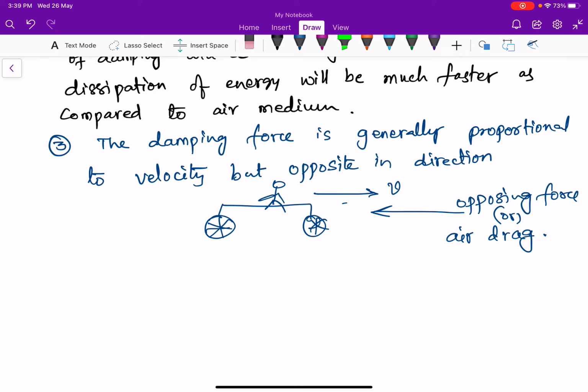Therefore, I am writing that the damping force is proportional to velocity. By removing the proportionality symbol, we get a constant b: F equals minus b v. The negative sign indicates that the direction of air drag, the opposing force, is opposite to velocity, where b is a positive constant. We call it the damping constant.